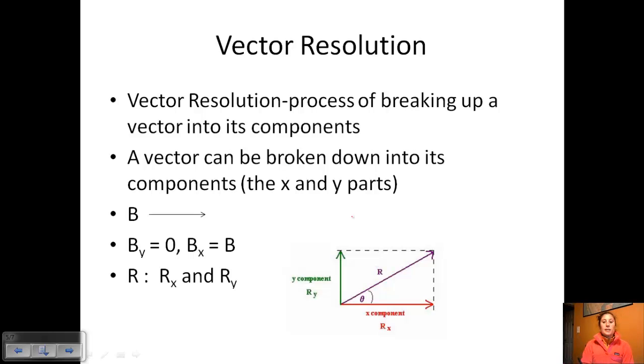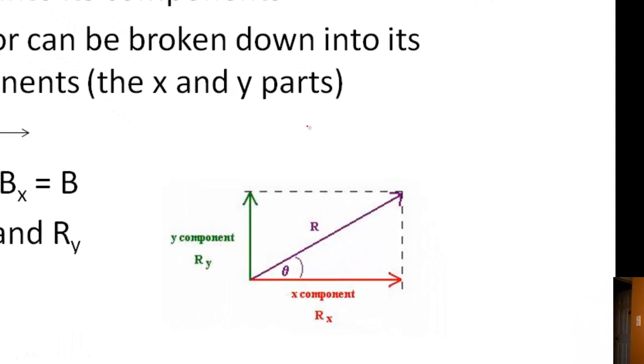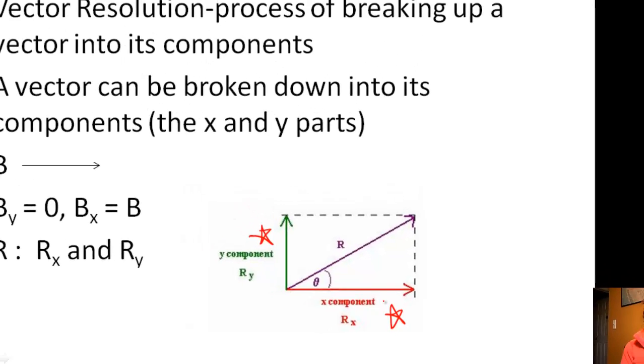Okay, well, what if we had something like what's pictured here, where r, our vector, is at an angle and does have an x and a y component? Then we would break this purple vector up into its y component, shown here in green, and its x component, shown here in red. And we're going to talk about how to find the values of all of these vectors.